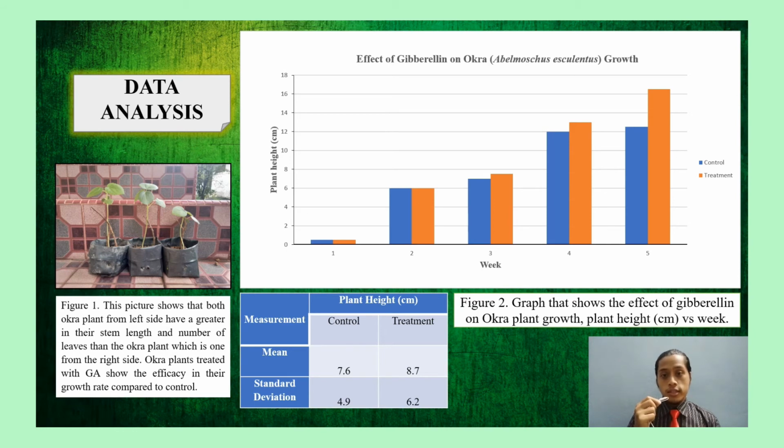Next, if you can see in this slide, figure 1 shows that the plants treated with Gibberellin have a greater stem length and number of leaves compared to the control okra plants.